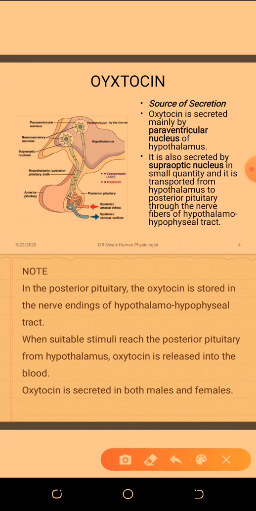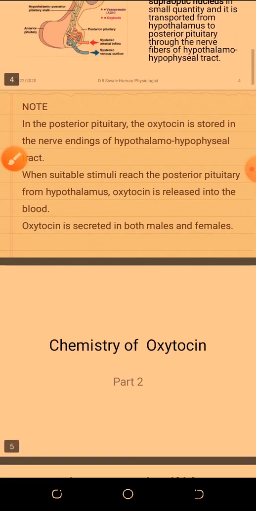The oxytocin is stored in the nerve endings of the hypothalamo-hypophyseal tract. So when suitable stimuli reach the posterior pituitary from the hypothalamus, oxytocin is released into the blood. Suitable stimuli like suckling will cause secretion of oxytocin. And oxytocin is secreted from both males and females. So it's not only a female hormone, it is also a male hormone.